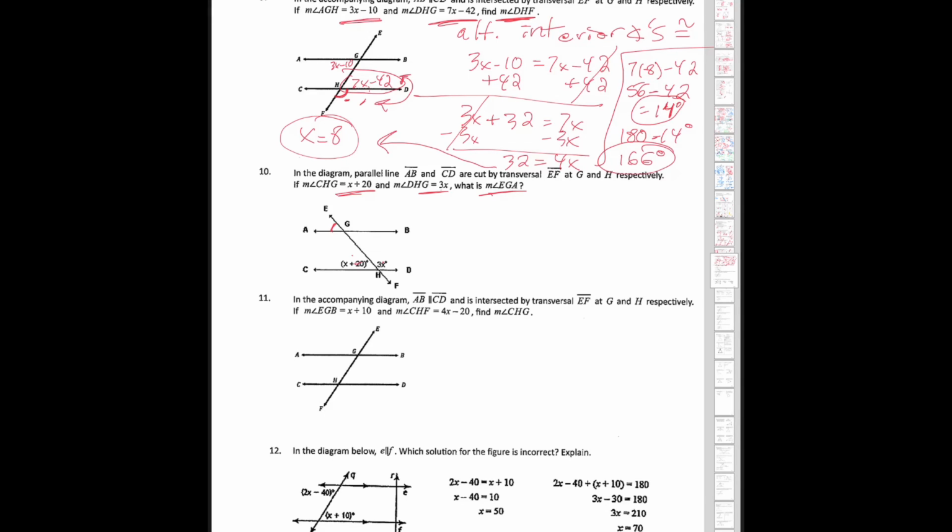Now, we're looking for angle EGA. So the shortest route to get there would be to plug back in to x plus 20 once I solve, and then these two are congruent because they're corresponding angles. So let's go ahead and do that.